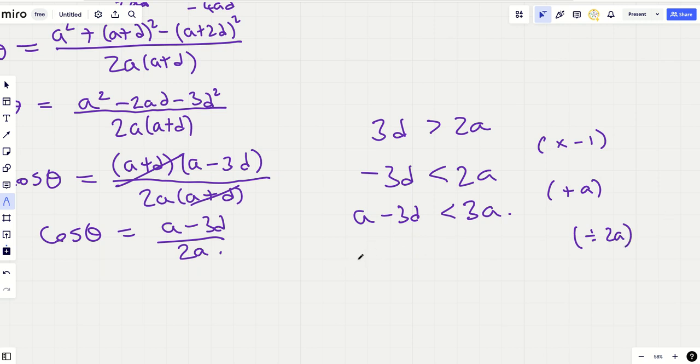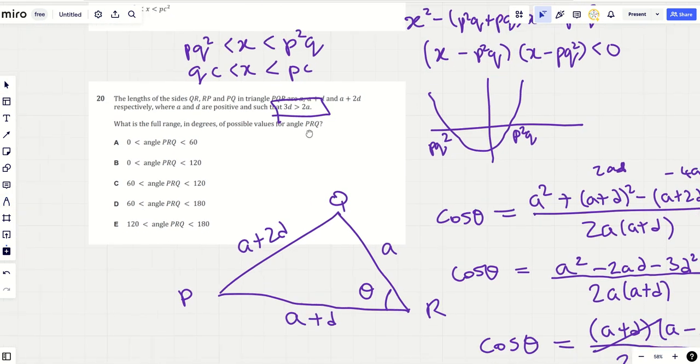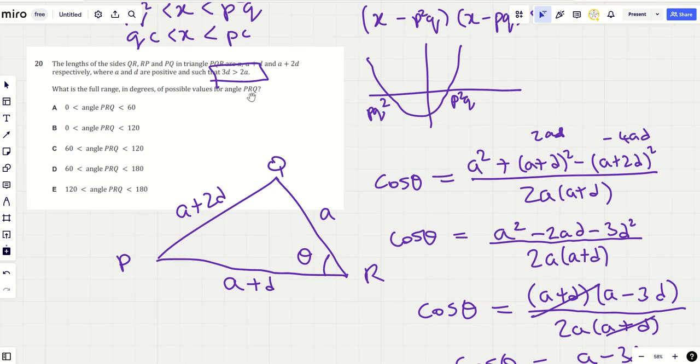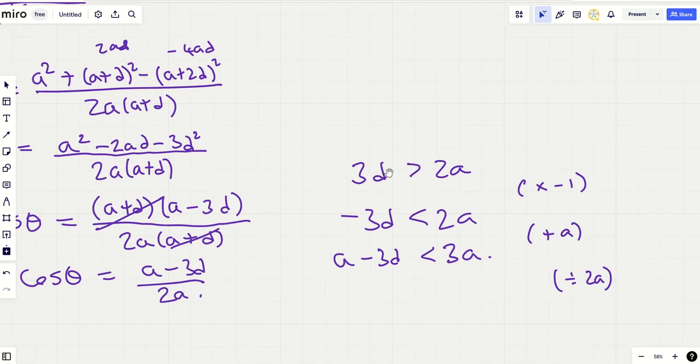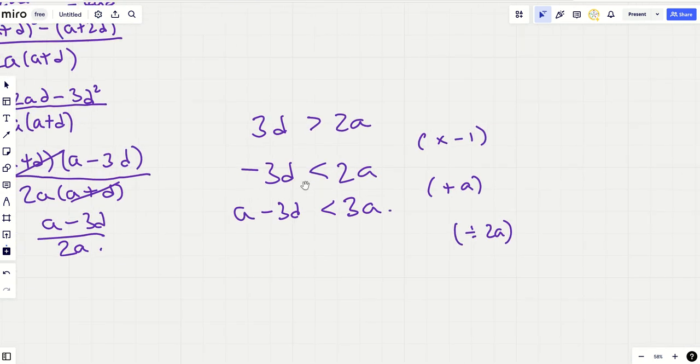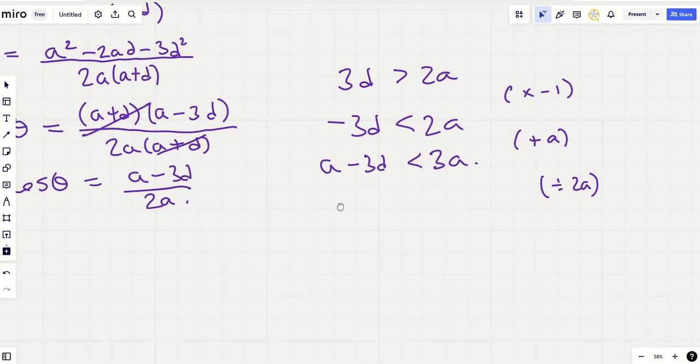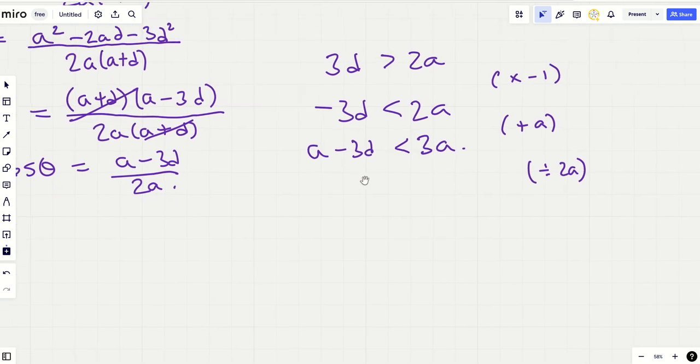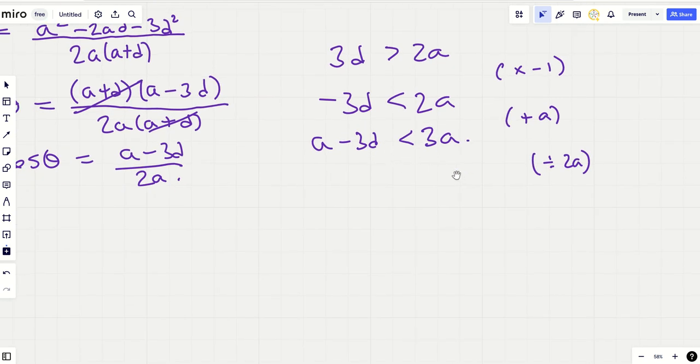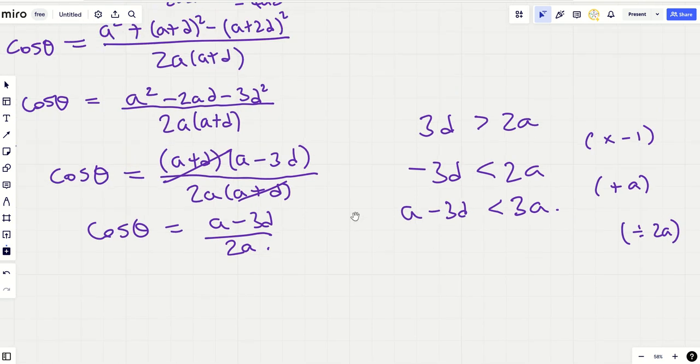Now what do we get here? I'm slightly worried because I seem to remember, should I have subtracted an A here or something? Have I made a mistake here? Have I written down something wrong? I'm getting my spidey senses tingling that something's gone wrong. 3D is bigger than 2A, so minus 3D is less than 2A, and so A minus 3D is less than 3A. Divide by 2A.